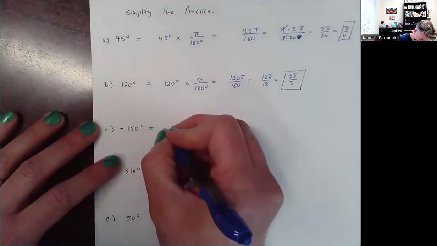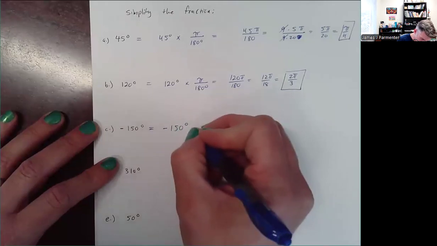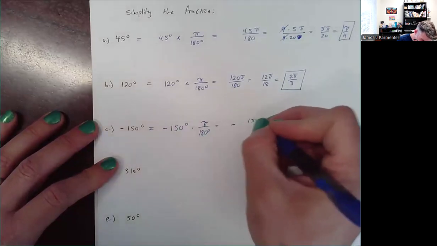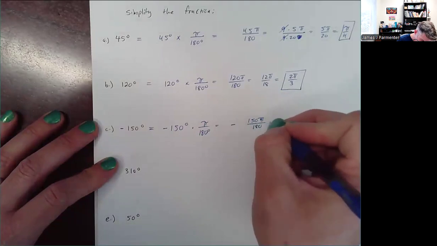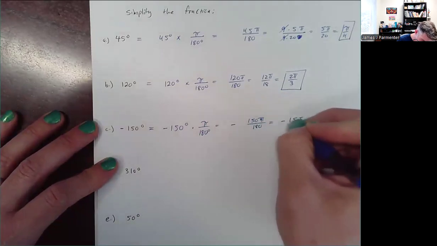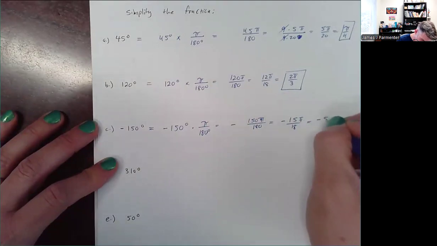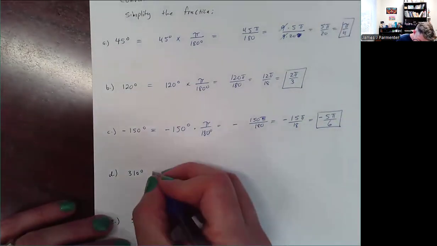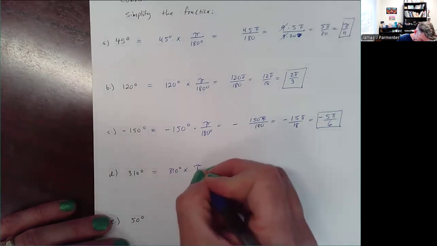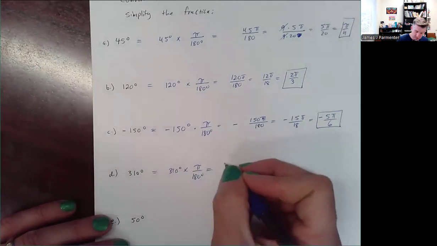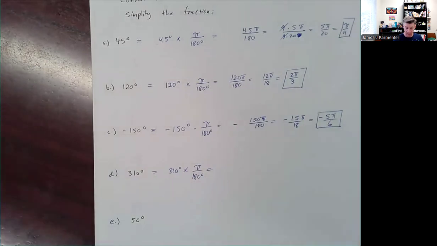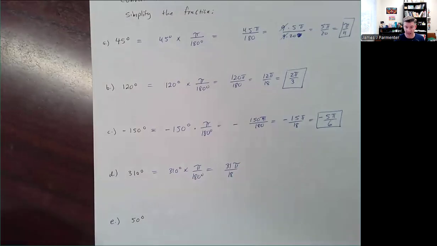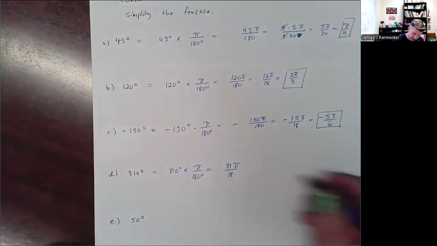So negative 150 degrees is going to be negative 150 degrees times pi over 180. That's going to be negative 150 times pi over 180, which reduces to negative 15 pi over 18, which reduces to negative 5 pi over 6. Keep going. 310 degrees times pi over 180 degrees. I can see that when they both end in 0, it's going to simplify to not have them in 0. So I'm going to rewrite this as 31 pi over 18. And I think that's as simple as it gets because 31 is a prime number, so it doesn't have any factors in common with 18.